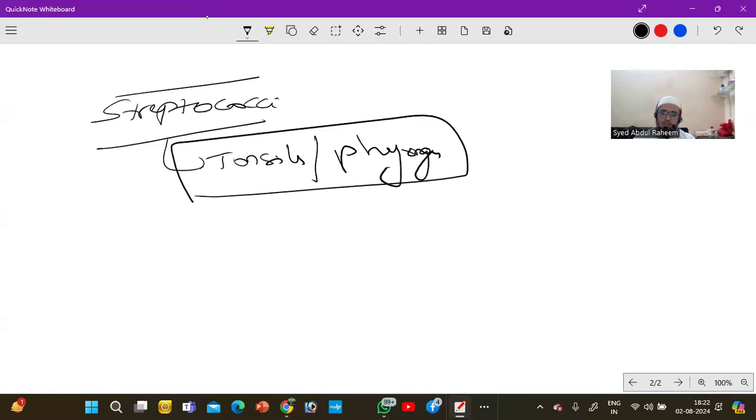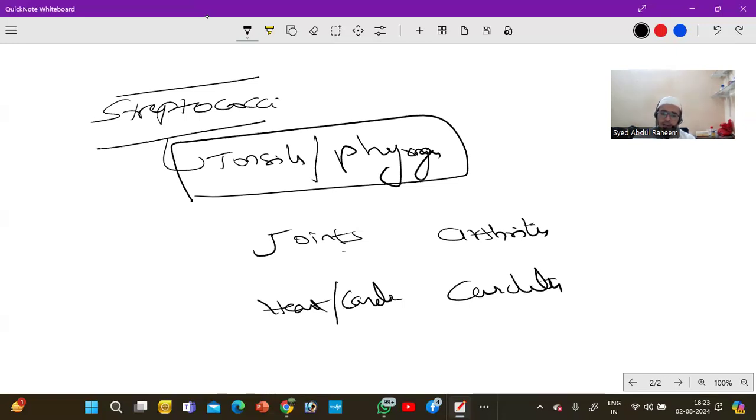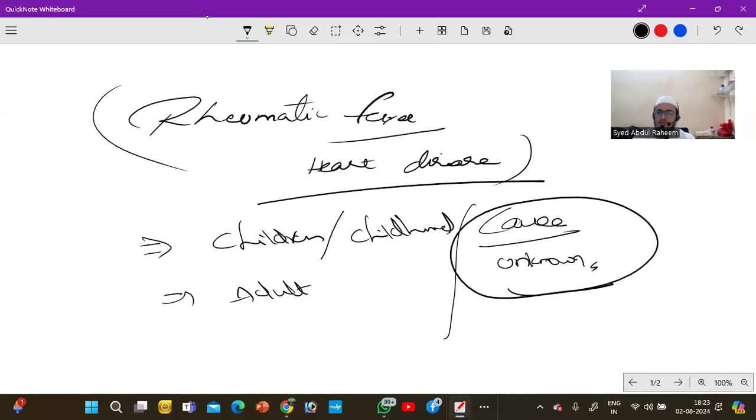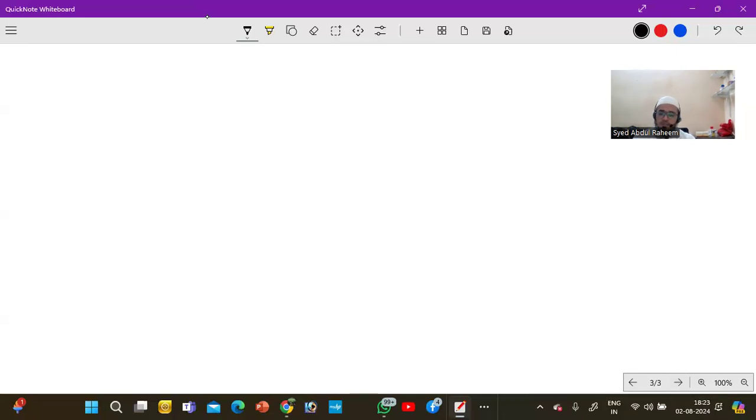Okay, later on it may attack the joints, which we call arthritis. If it attacks the heart or cardia, we call it carditis. If it attacks the nervous system, we have another term. This is what one of the studies shows, but mostly the reason is unknown. Why the infection happened, how the infection happened, this is still being studied. These are the two studies showing about the infection.